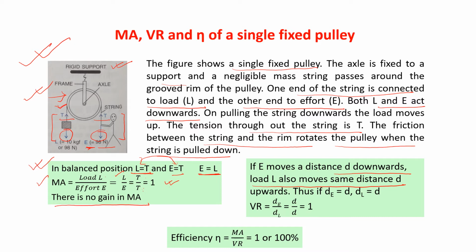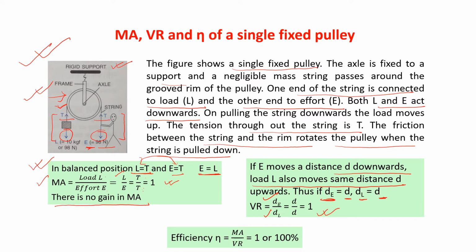So the distance moved by the effort is equal to d. Similarly, the distance moved by the load is equal to d. So velocity ratio is equal to the distance moved by the effort divided by the distance moved by the load. Both are d and d. So velocity ratio is equal to 1.